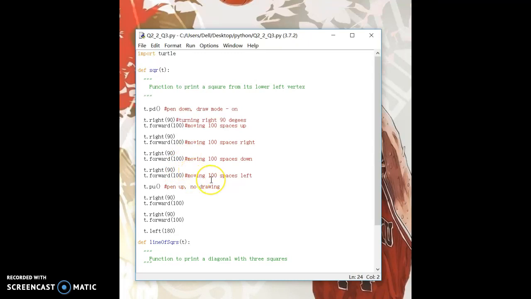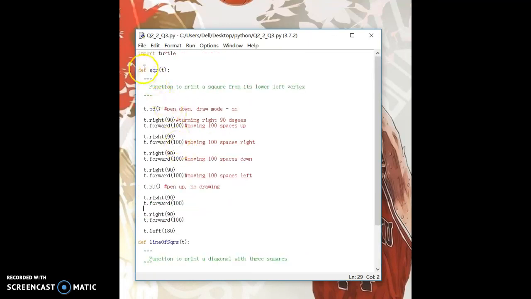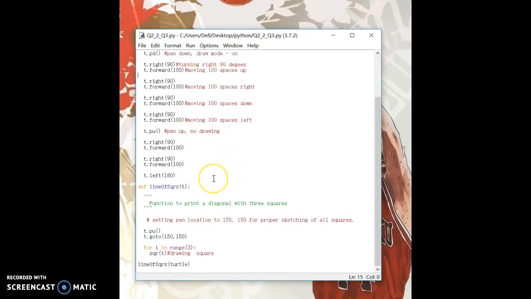So after we put the pen down for the turtle t, we pick it up for the turtle t. Then t.pu, which means pen up, and turning right 90 degrees and moving 100 spaces. So we use the first function to write the second function.